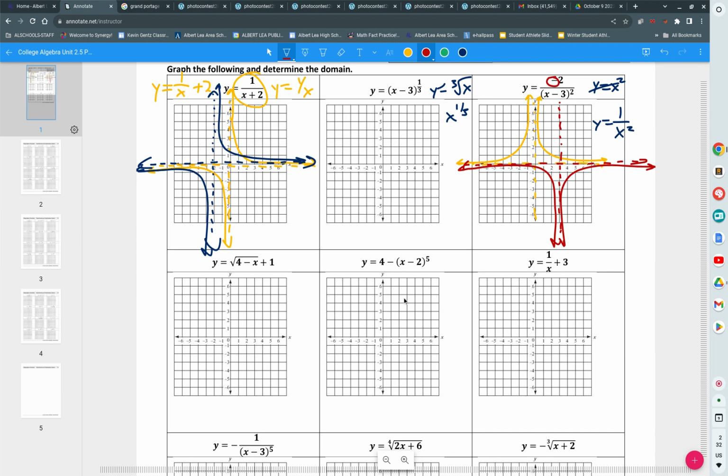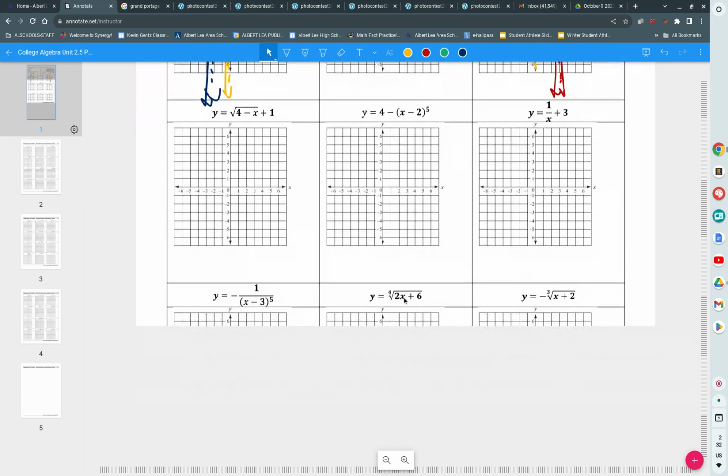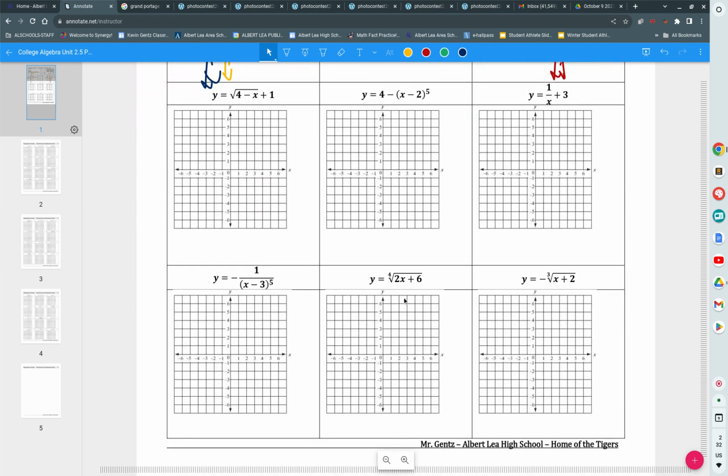Okay, I'd like you to try the next one on your own. This should be a little bit of review, a little bit trickier problem, but y equals the square root of 4 minus x, plus 1. See if you can do that one on your own.